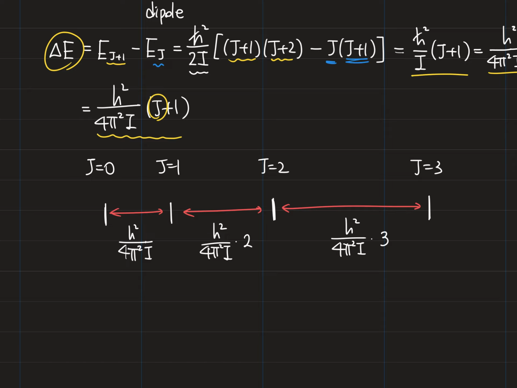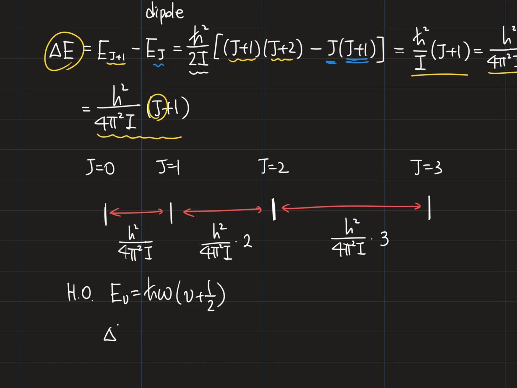Right, so you notice that energy levels get increased with the quantum number J. So this is very different from the harmonic oscillator, right? For the harmonic oscillator, the energy level is given as h omega (v plus 1/2).